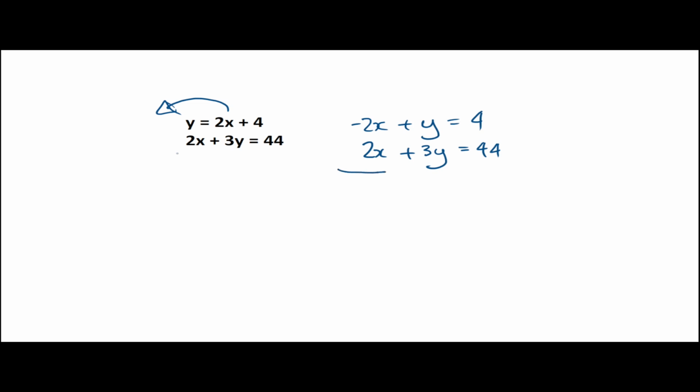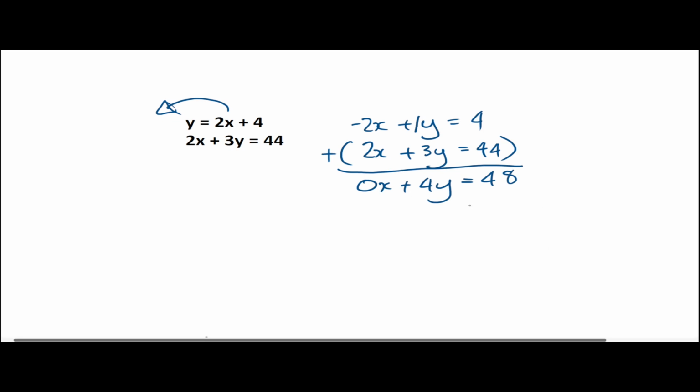And now, do I want to add or subtract? Well, I want to add the second one to the bottom one. So minus 2x plus 2x is 0x. 1y, remember there's always an implied 1 there. 1y plus 3y is 4y. And 4 plus 44 is 48.